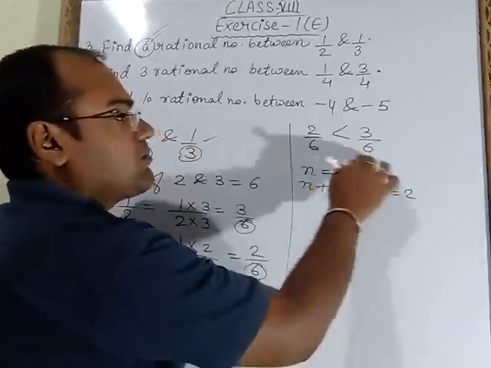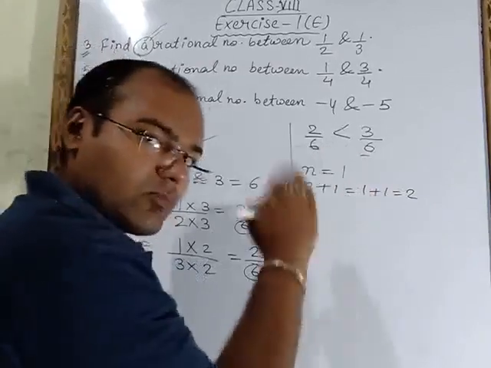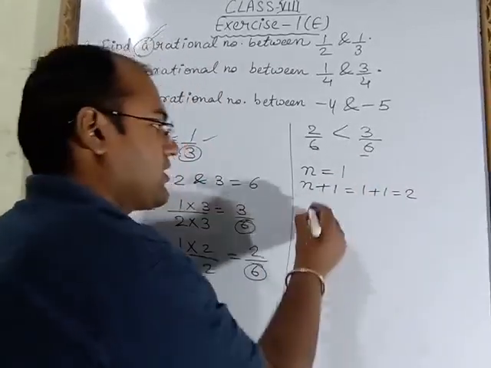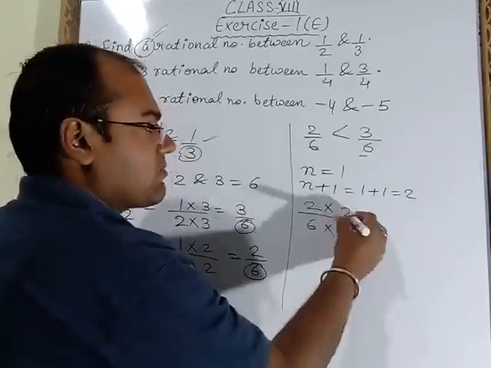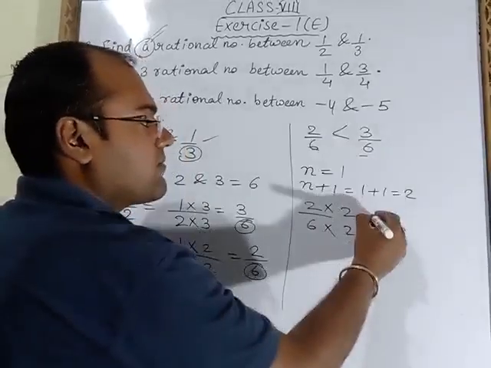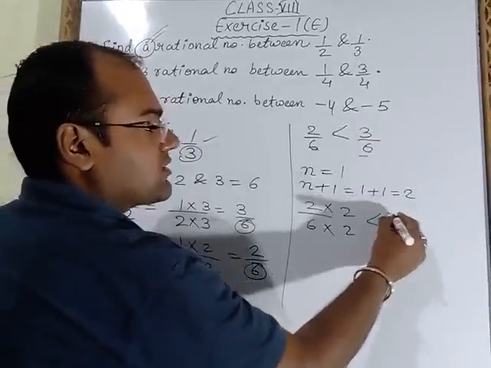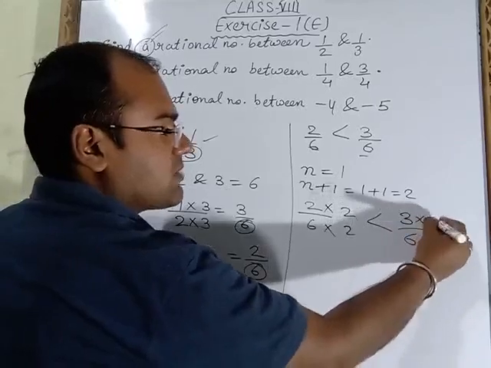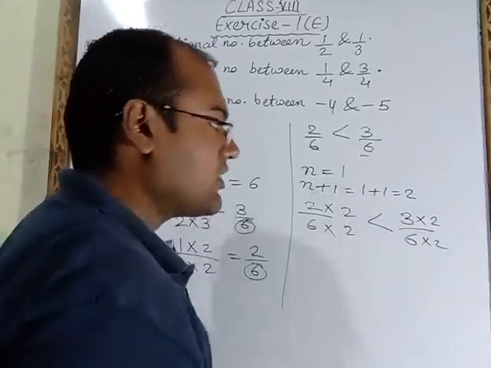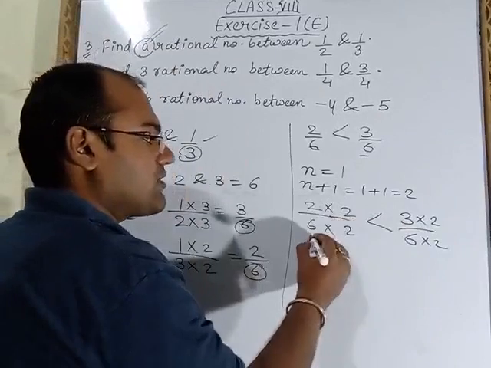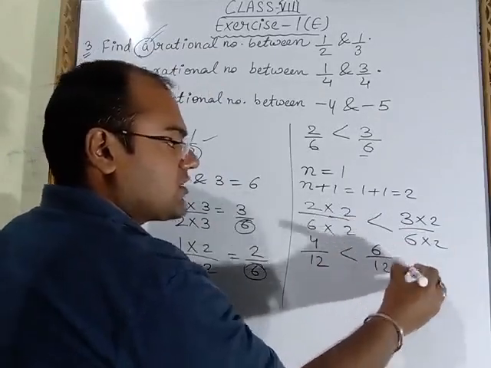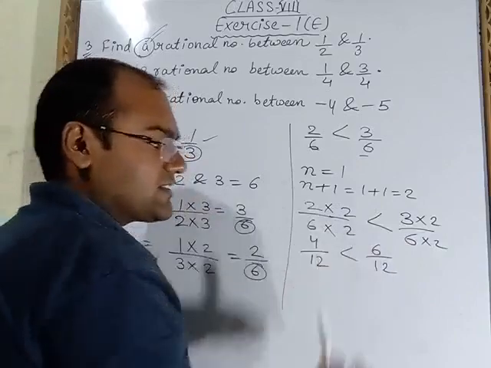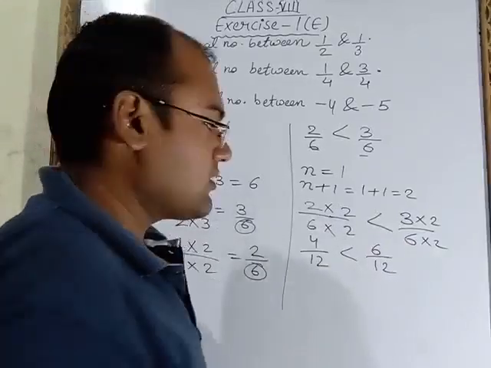Now you have to multiply both numbers by 2, in the numerator and also in the denominator. 2 upon 6, in the numerator and in the denominator we multiply with 2. The same we do here also for 3 upon 6, multiplying with 2 here also. So this will become 4 upon 12 less than 6 upon 12. Now between 4 and 6 we will get one number.